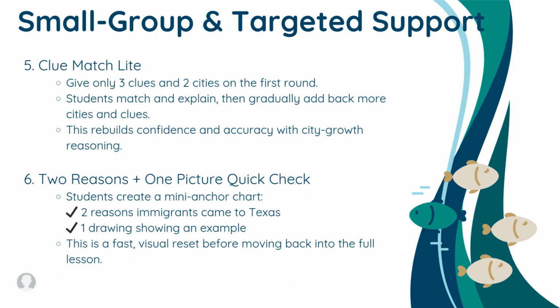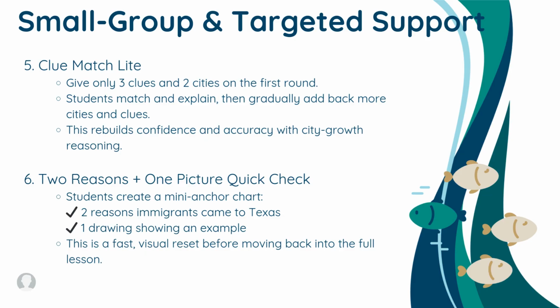So remember, you only use these interventions that you need based on what your students' needs are, what they're not getting. So here we have a clue match light, which pares down the cognitive load to only a couple of cities and a few clues at first, and then you build the complexity back in. It's perfect when students were totally lost in the full clue sort.